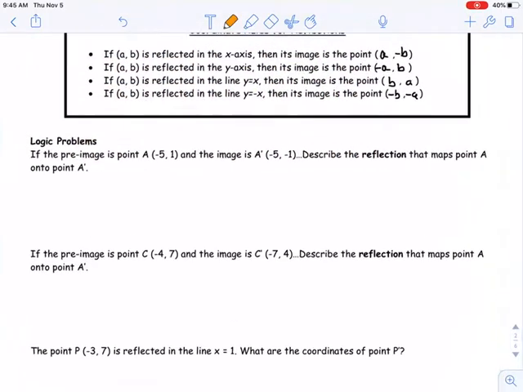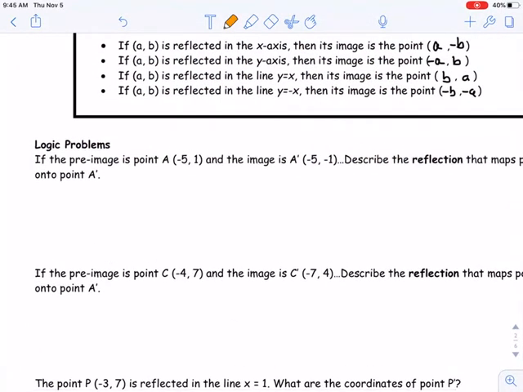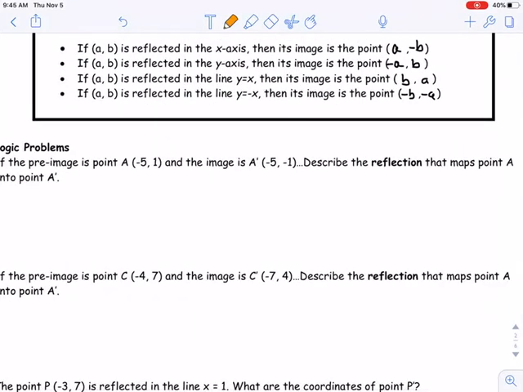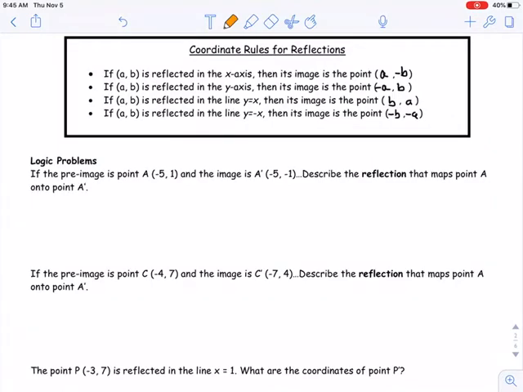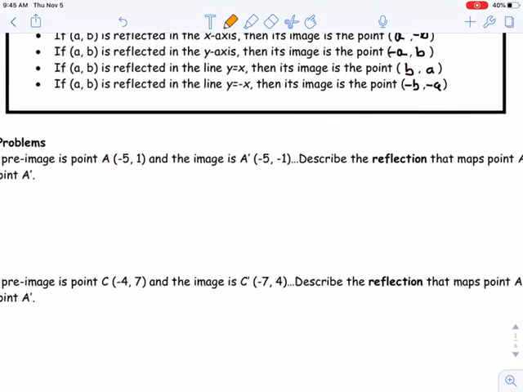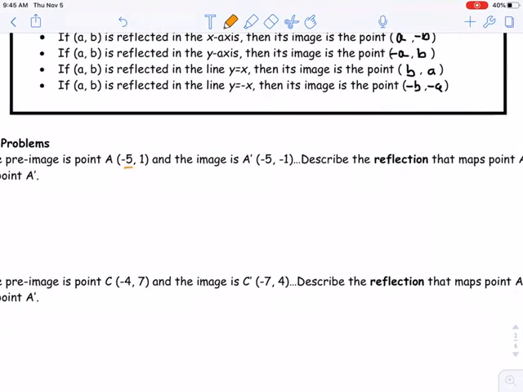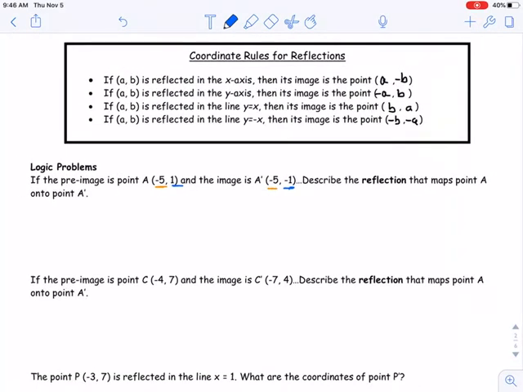All right, so if the pre-image is A at (-5, 1), and the image is A prime (-5, -1), we're going to describe the reflection that maps point A onto point A prime. So analyzing this, notice how the x's are both -5. Notice how the y changed. All right, using the rules up here, which one follows that rule?